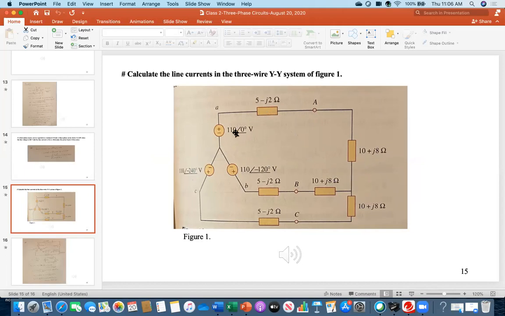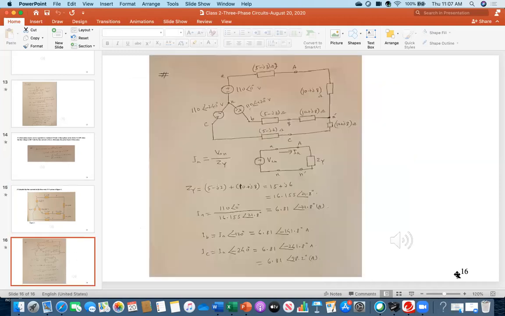Between the source point and the load point, there is a series impedance, for example 5 minus j2 ohms, 5 minus j2 ohms, 5 minus j2 ohms. So all these things are given. The question is, calculate the line currents. This means how much current is flowing. Just one question: how much? This is the line, this is the line, this is the line.